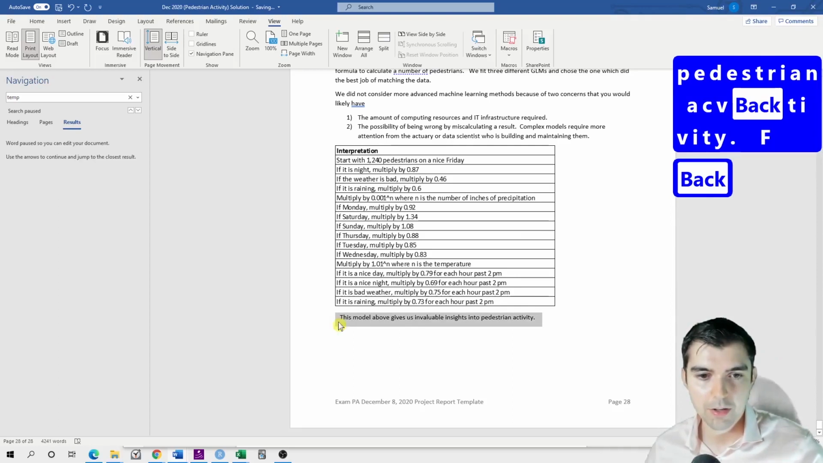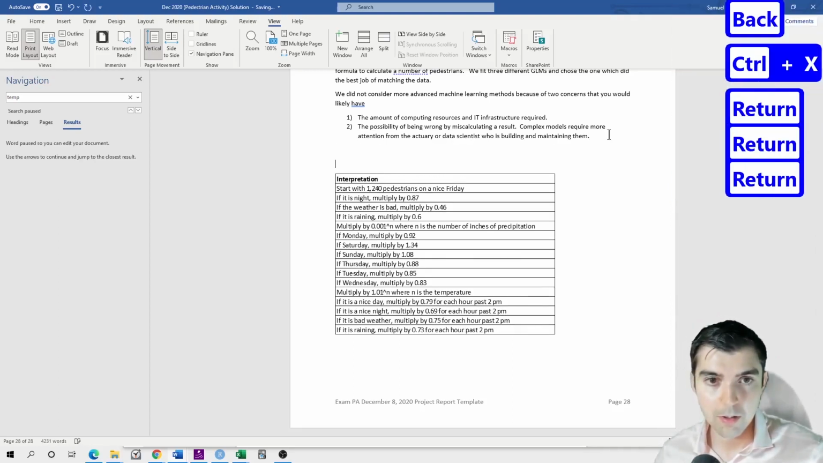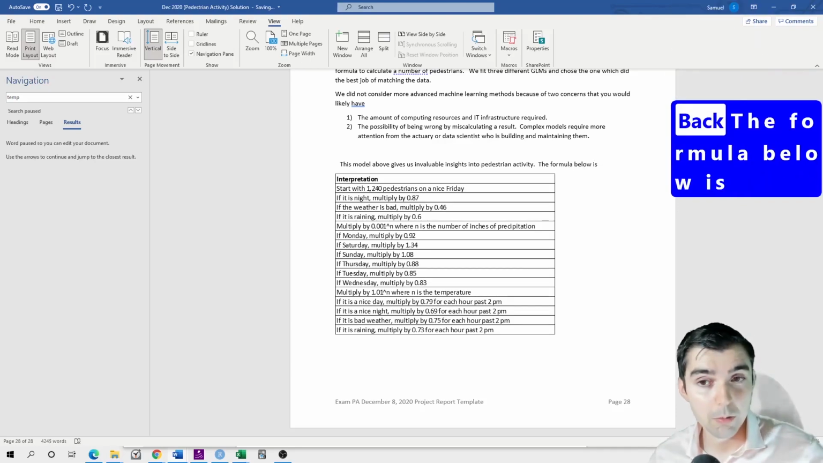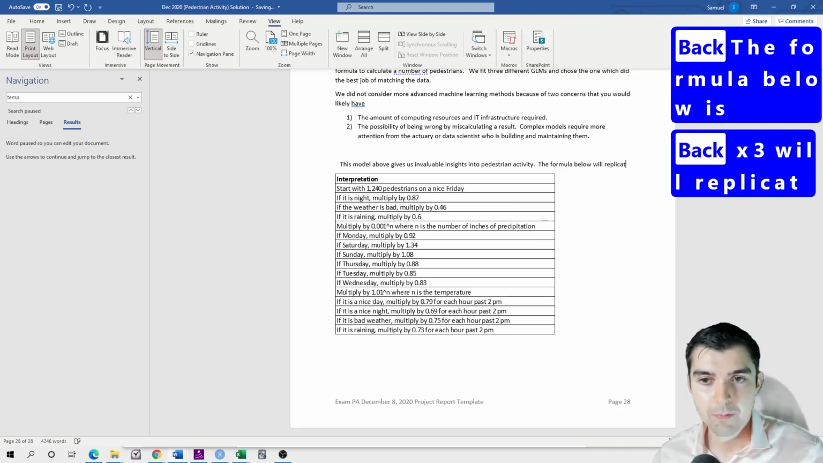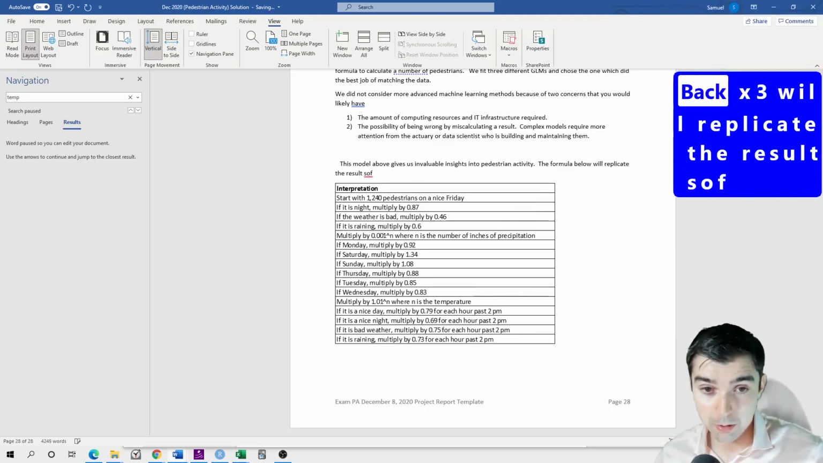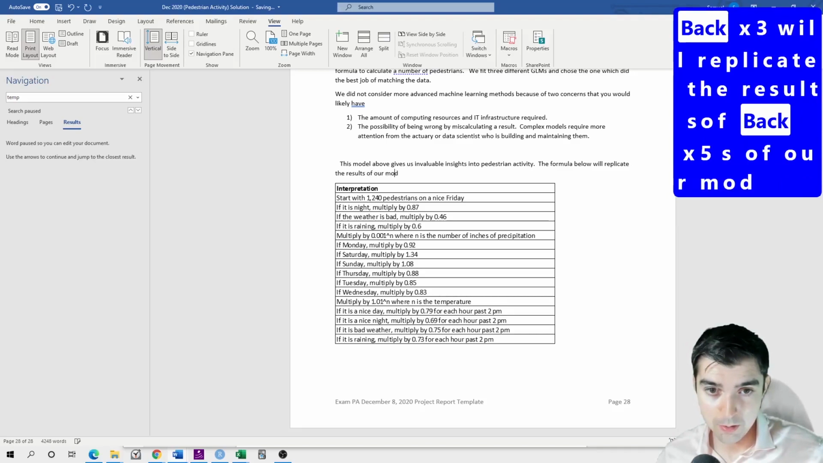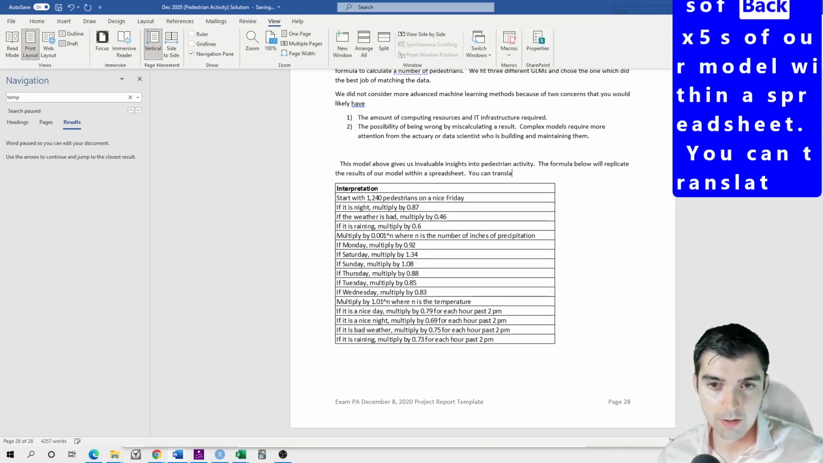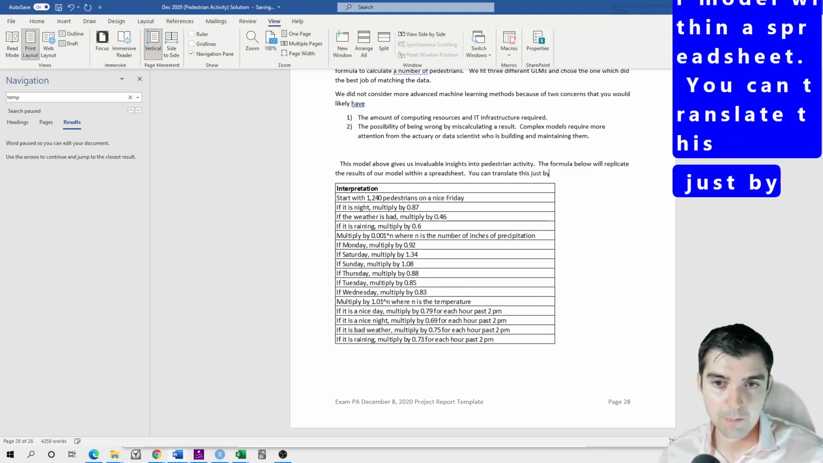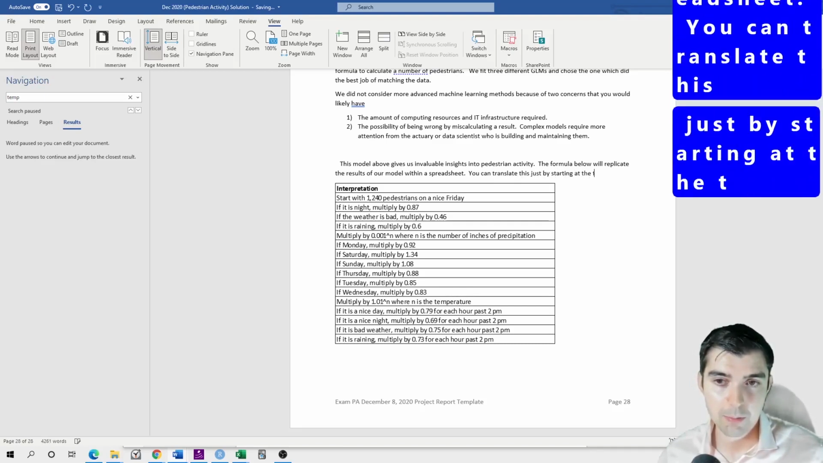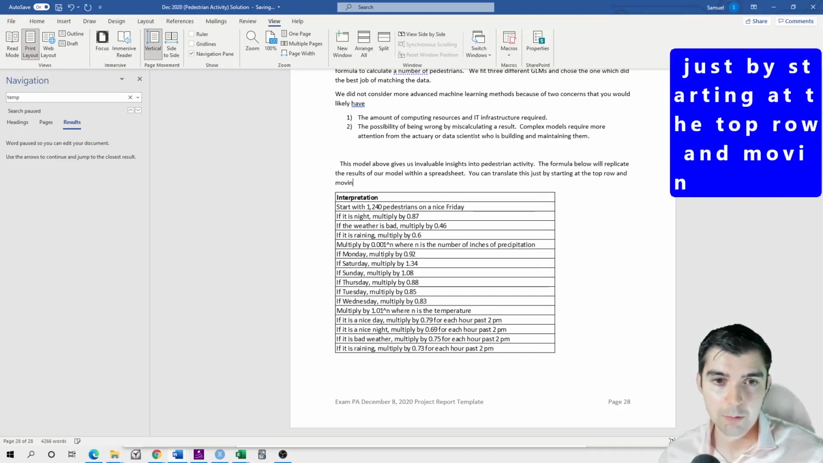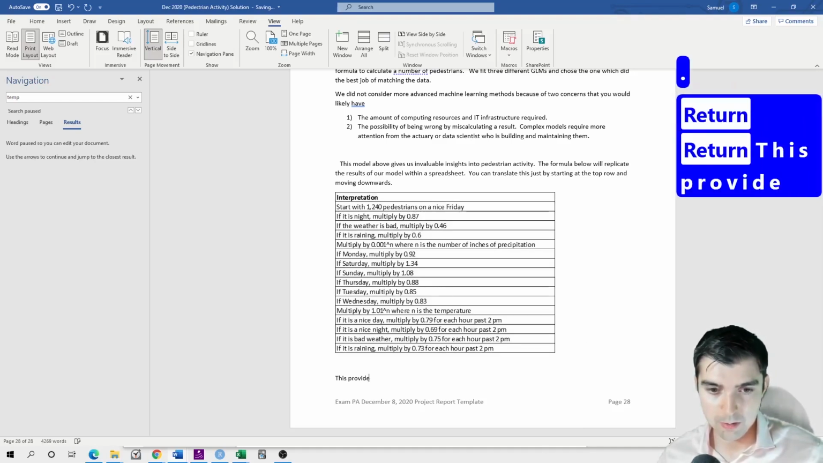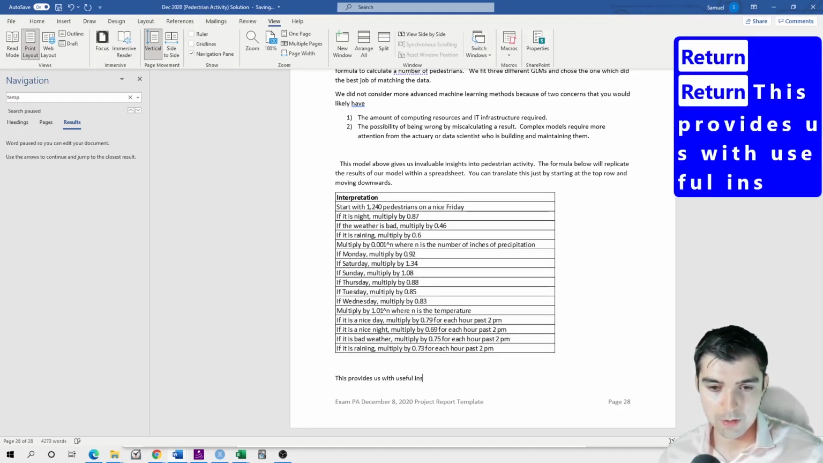So yeah, let's put this up again. The formula below is easy. It will replicate the results of our model within a spreadsheet. You can translate this just by starting at the top row and moving downwards. So this gives us useful insights.